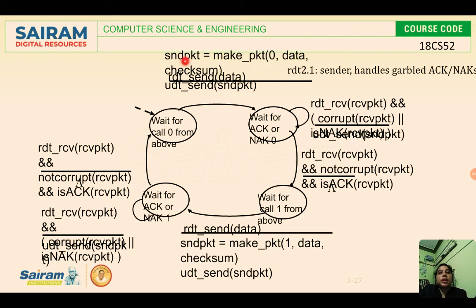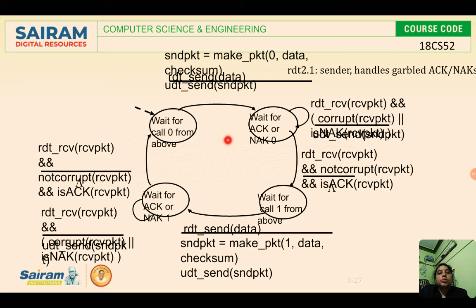For that, the action taken by the transport layer is sndpkt = make_pkt(0, data, checksum). In RDT 1.0 we saw only data in the parameter. In RDT 2.0 we saw data, checksum in the parameters. In RDT 2.1 we are seeing the sequence number, that is 0, the sequence number of the first data, comma, data, comma, checksum. So RDT 2.1 has 3 parameters in make_pkt: sequence number, data, checksum. After creating the packet, it sends the data.